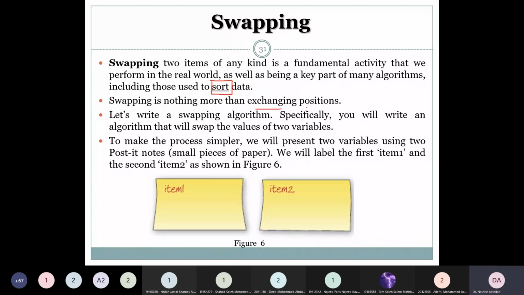So swapping is nothing more than exchanging positions. When you have item 1 in position A and item 2 in position B, you need to exchange them, so item 2 goes to the position of item 1 and item 1 goes to the position of item 2. This is what swapping means. Is it clear?